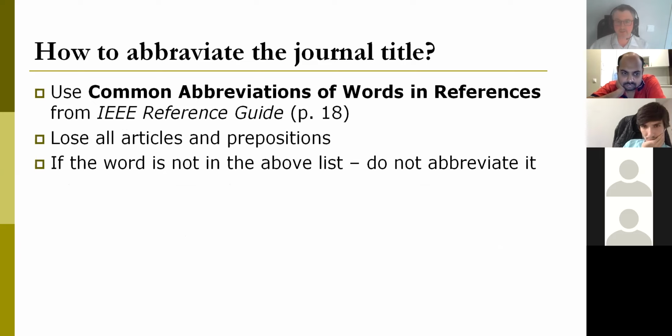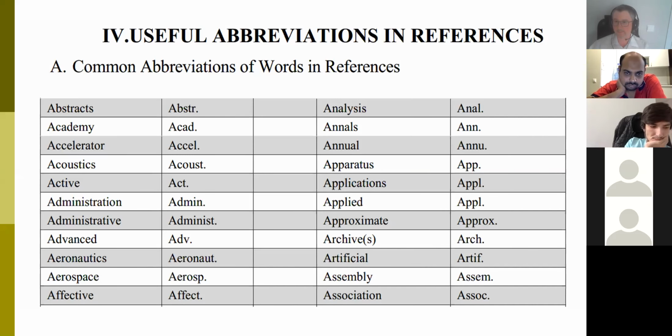Another thing is that there is a certain way of abbreviating journal titles. There is a set of words. We're going to refer to the document called the IEEE reference guide. I will send this document to the Moodle and to the group. This is a screenshot from the document. This is what you're going to do once you have your journal title.